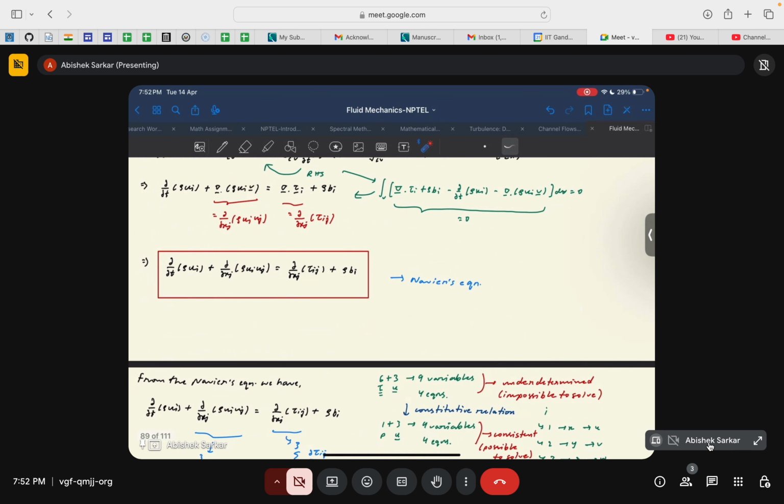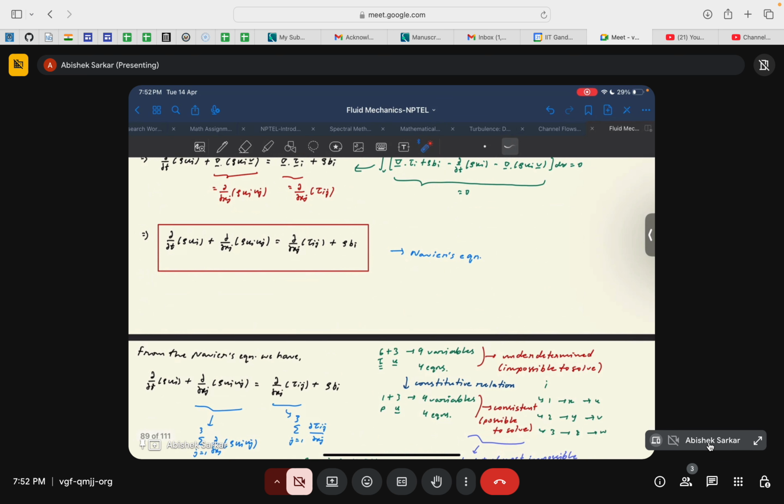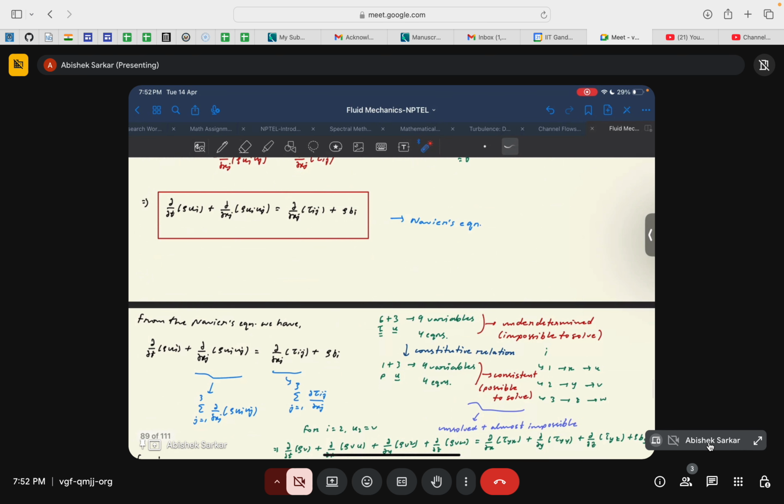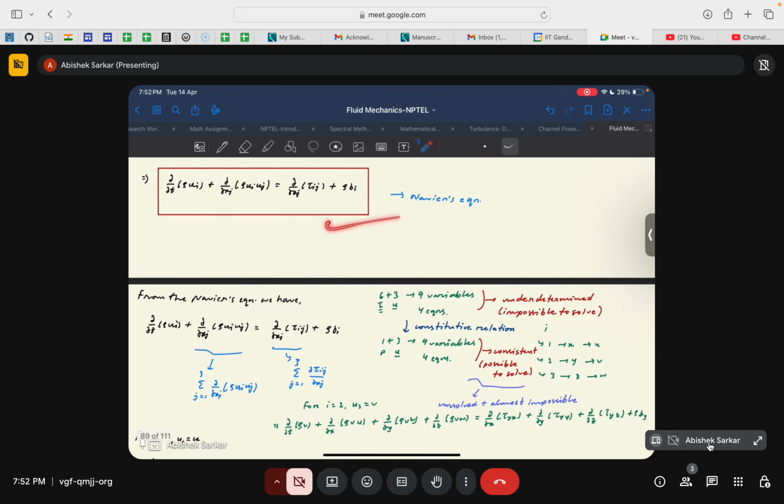Now if we expand this term, we eventually end up with 9 independent variables. Oh no, sorry. We end up with 6 shear stress terms, because the shear stress tensor is symmetric. So we have 6 independent shear stress terms and the 3 independent velocity components, and 1 pressure term. So we end up with 9 variables and 4 equations: the 3 Cauchy momentum equations or Navier's equations along the XYZ direction, and the mass conservation equation. So this inherently makes this system unsolvable, because we have only 4 equations for 9 variables.